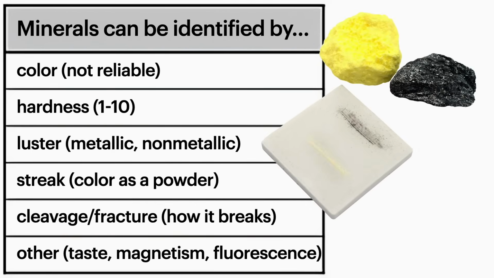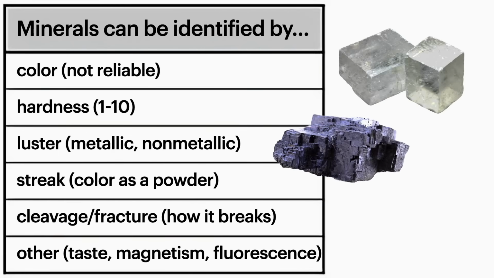Next up is streak. This, remember, is the color as a powder, and so the best way to test this is to rub your mineral on a rough plate, like a ceramic, the back of a ceramic tile works well, and you'll get a little bit of the powdered version of the mineral and see what the color is. This sulfur gives you a nice yellow streak, and this graphite gives you kind of a grayish-black streak. Interestingly, some minerals look very different in their streak than they do in their actual solid form.